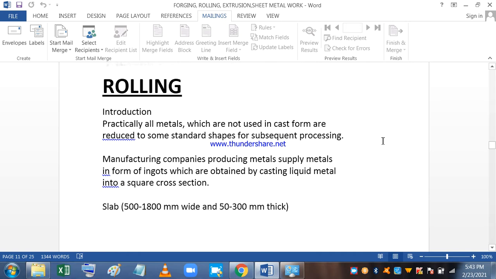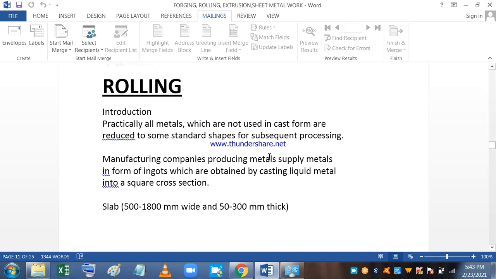Rolling. Introduction. Practically all metals which are not used in cast form are reduced to some standard shapes for subsequent processing. Manufacturing companies producing metals supply metals in the form of ingots, which are obtained by casting a liquid metal into a square cross section. This is actually the material that is being supplied from the steel plant.